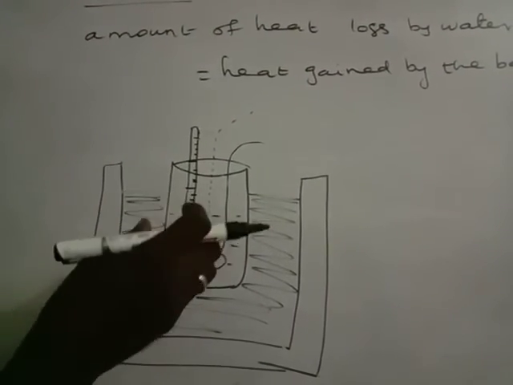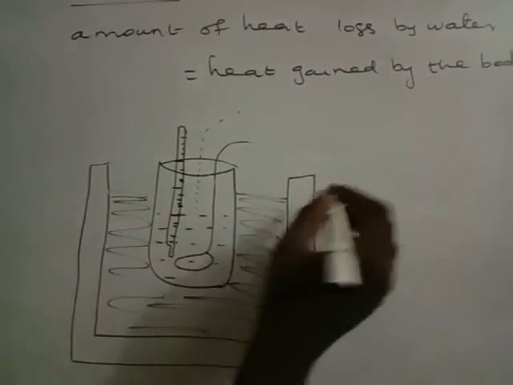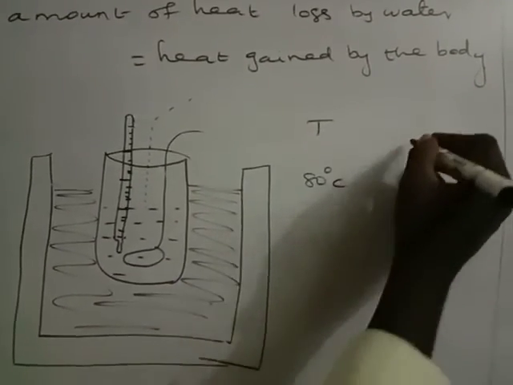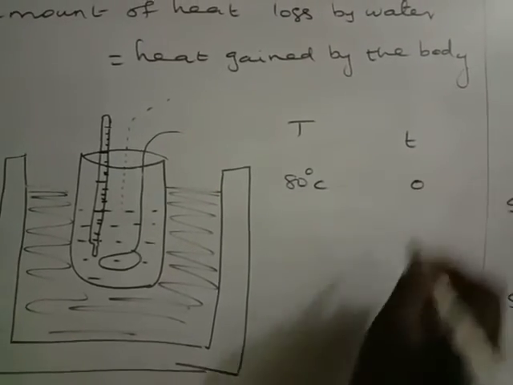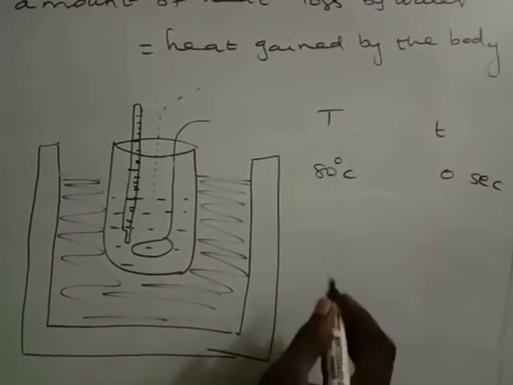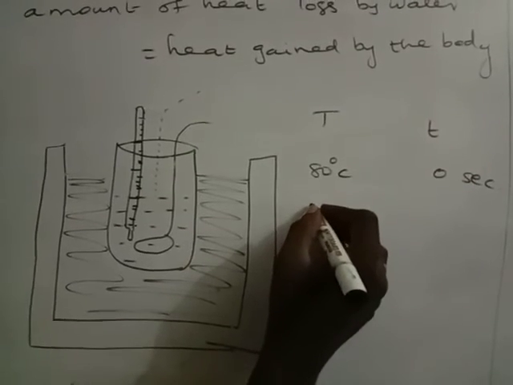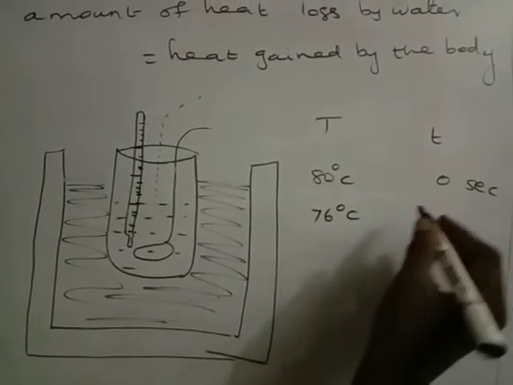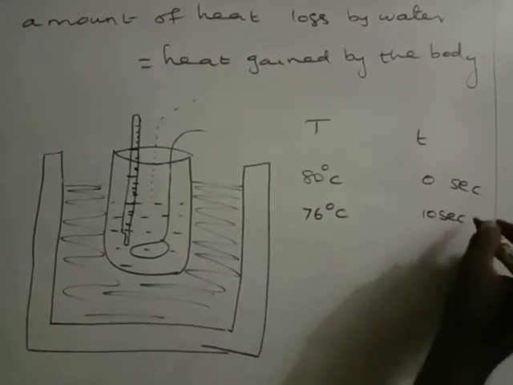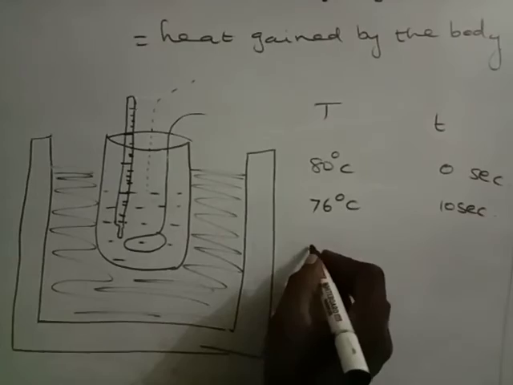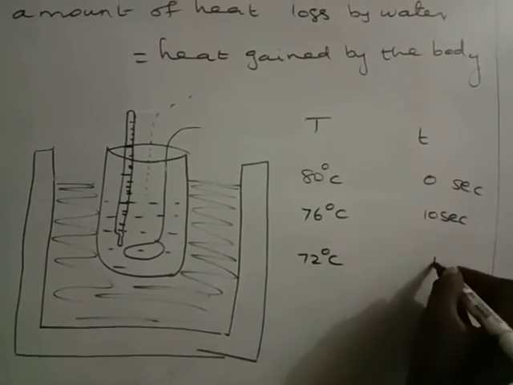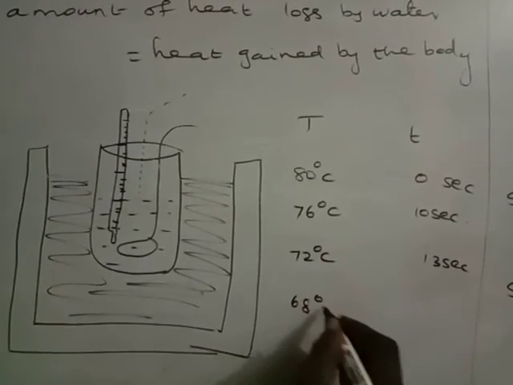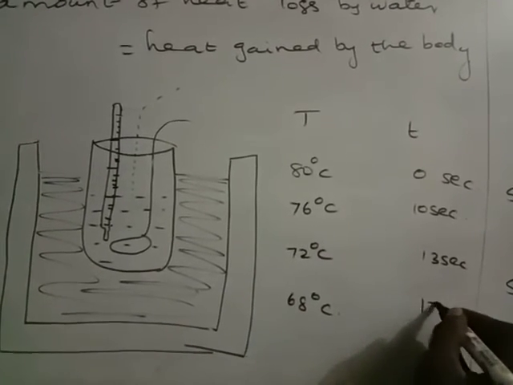Hot water temperature will start to reduce. For example, initially the temperature of the water is 80 degrees Celsius, and the time we start is 0 seconds. Then we find the time taken for the temperature to reduce by every 4 degrees Celsius. So 76 degrees Celsius requires a time period of 10 seconds. Next minus 4 degrees Celsius, 72 degrees Celsius, then 13 seconds. Then 68 degrees Celsius, 17 seconds.